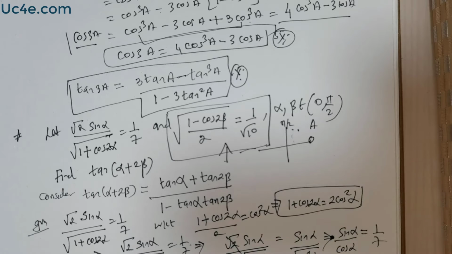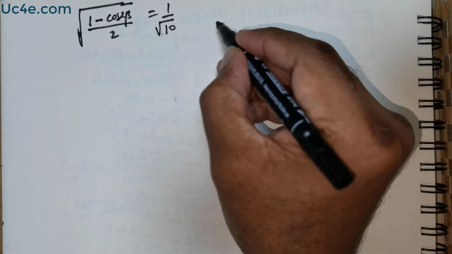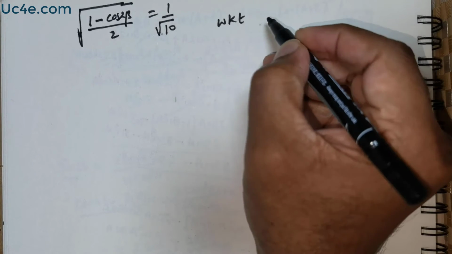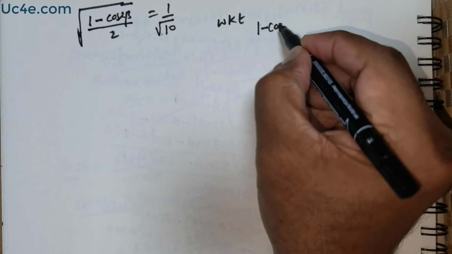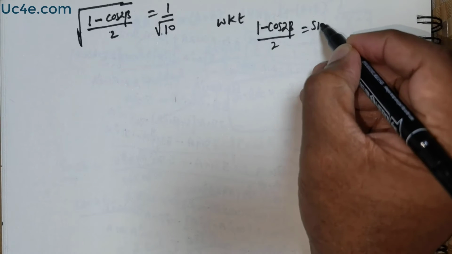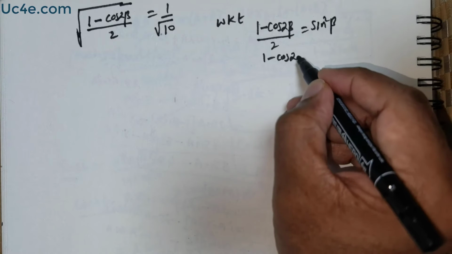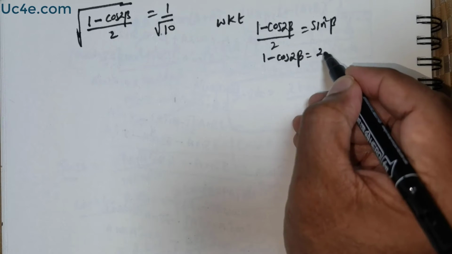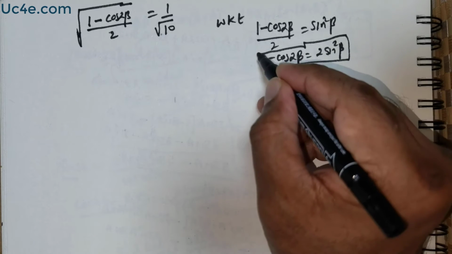Now since the space is exhausted, I want to go to the next page. So from here, as I mentioned to you, we can solve this question easily. So we know that 1 minus cos 2 beta divided by 2 is equal to sine squared beta. So from here I can rewrite this as 1 minus cos 2 beta is equal to 2 times sine squared beta. So this is what we have got.